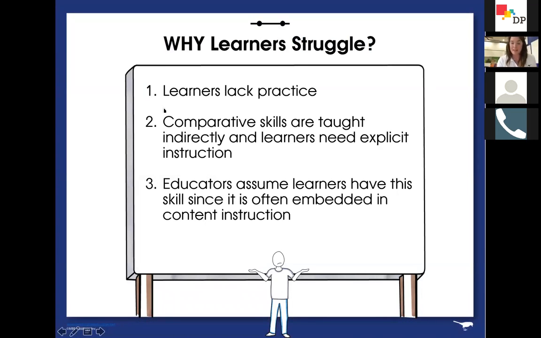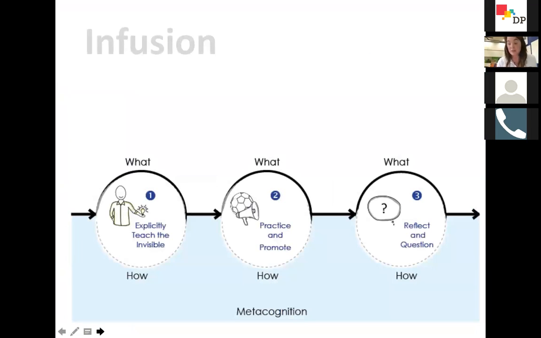Learners struggle because, again, it's the same type of critical thinking skills we talked about before. They lack practice. We have to teach those comparative skills and those critical analysis skills directly and explicitly. And our educators often assume that learners have this skill because it's been embedded in instruction. Same thing. So if I was going to think about analysis skills, we have to explicitly teach what analysis is. We have to practice and promote that, and then reflect and question on how that skill helped me achieve my goal and how I use the skill itself.